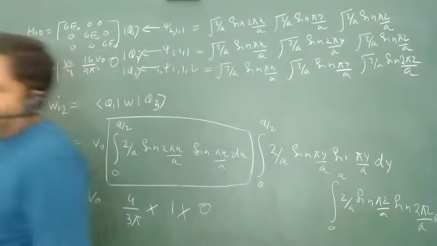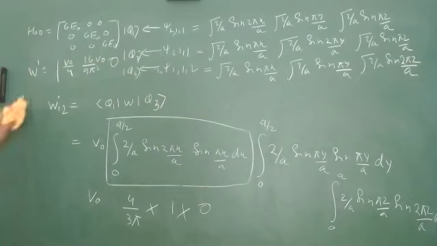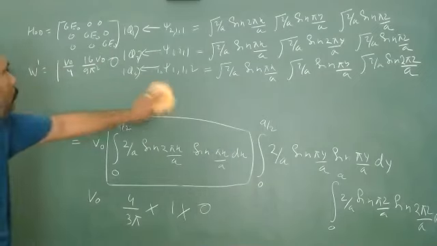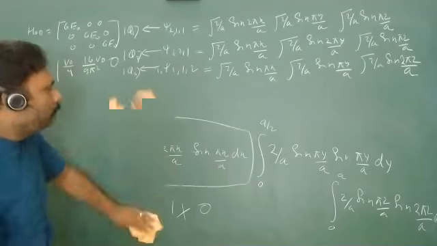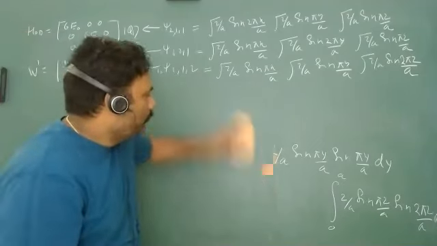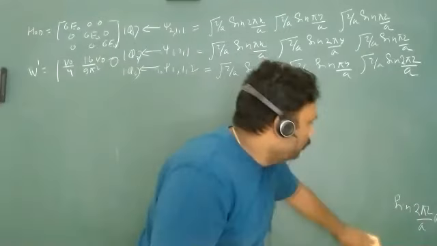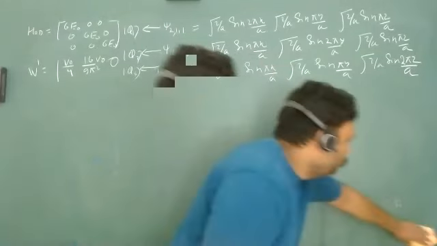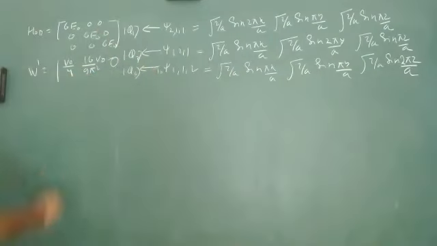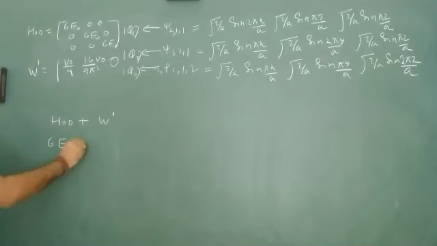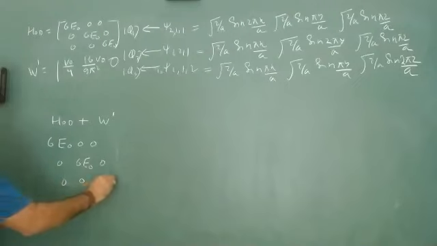So there is not any problem. I am just writing what will be W dash. You can practice it yourself, but I am writing directly what W dash will be. The same type of integration will come again and again, and you will get this particular W dash. So W dash, I am writing directly. This will be H naught D plus W dash. H naught D is all about 6 E naught, 0, 0, 0, 6 E naught, 0, 0, 0, 6 E naught.